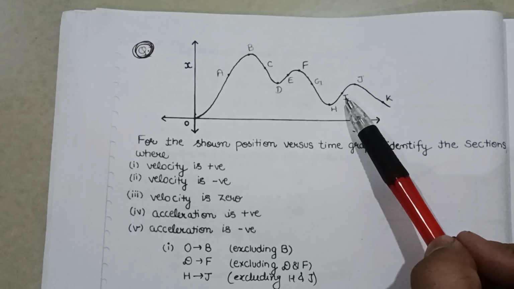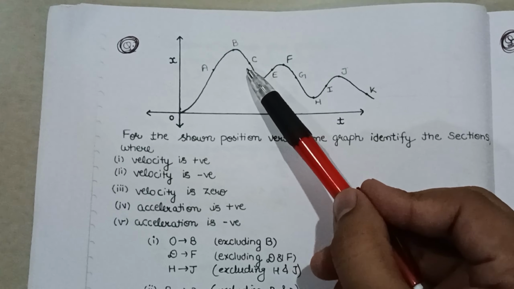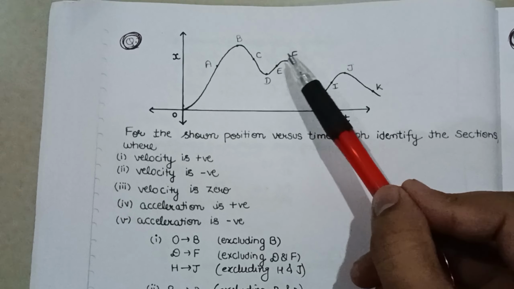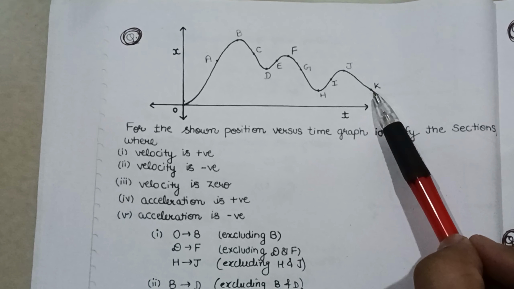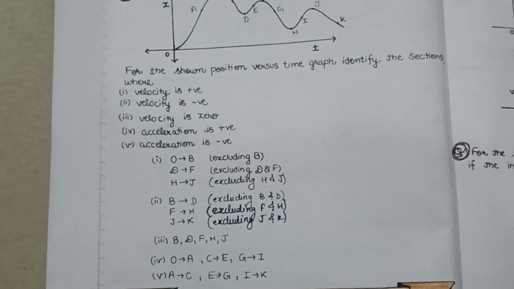Find where the acceleration is negative. This is the fifth question. From A to C, the acceleration is negative. From E to G, the acceleration is negative, and from I to K, the acceleration is negative. As you can see, these are the solutions of this question.